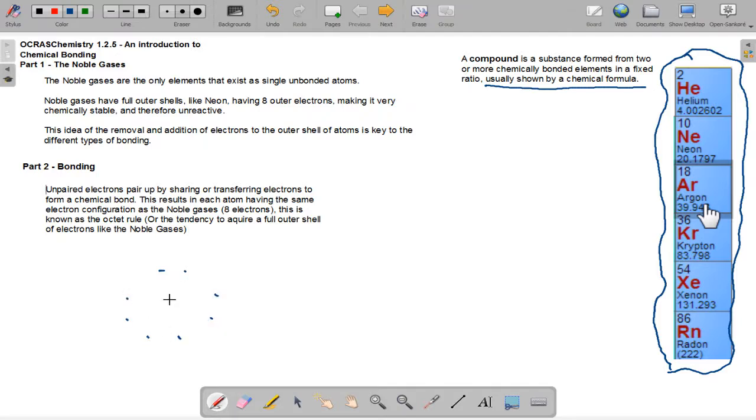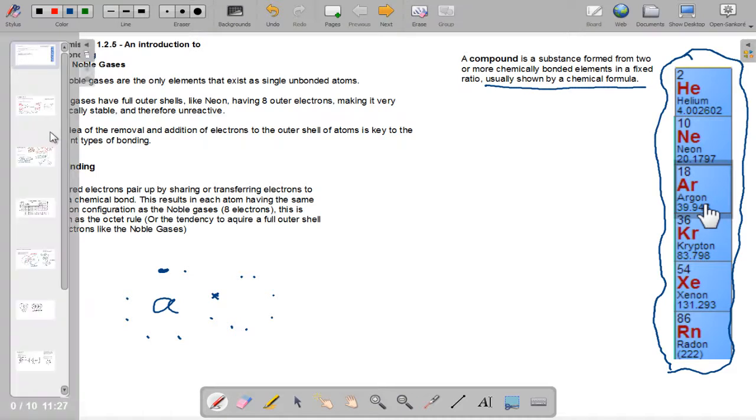So basically all atoms want to have a full shell of outer electrons, and that's why they bond with other atoms. So A would bond to B because one more electron would be needed in order to complete this outer shell, say.